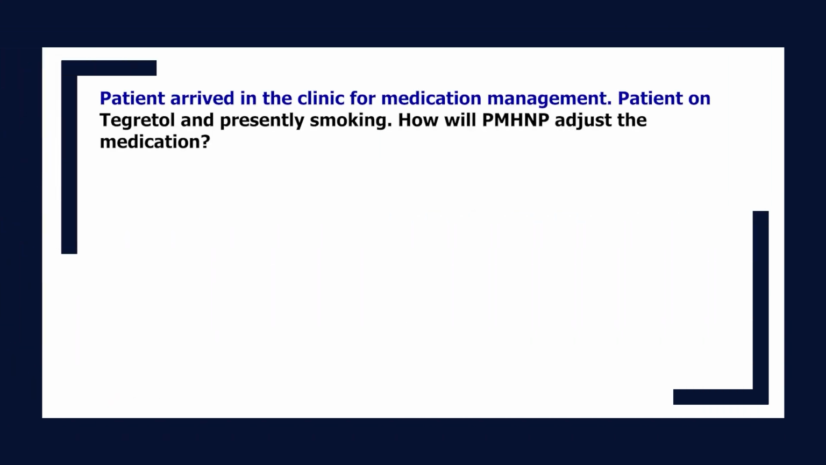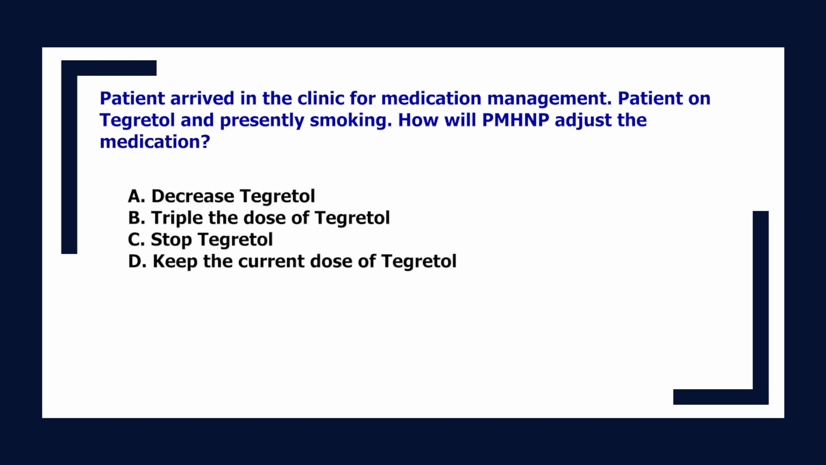Patient arrived in the clinic for medication management. Patient on Tegretol and presently smoking. How will PMHNP adjust the medication? A. Decrease Tegretol. B. Triple the dose of Tegretol. C. Stop Tegretol. D. Keep the current dose of Tegretol. The answer is C. Stop Tegretol.